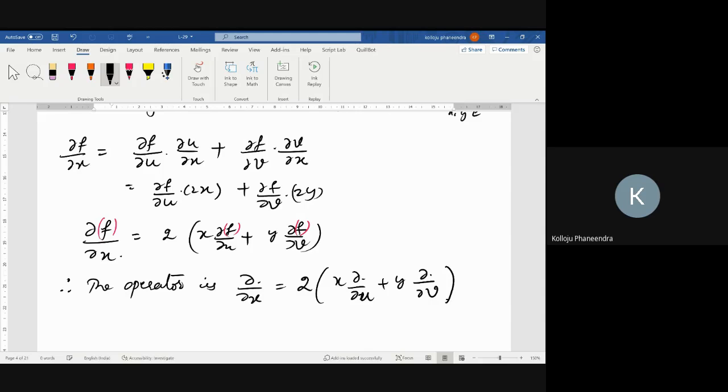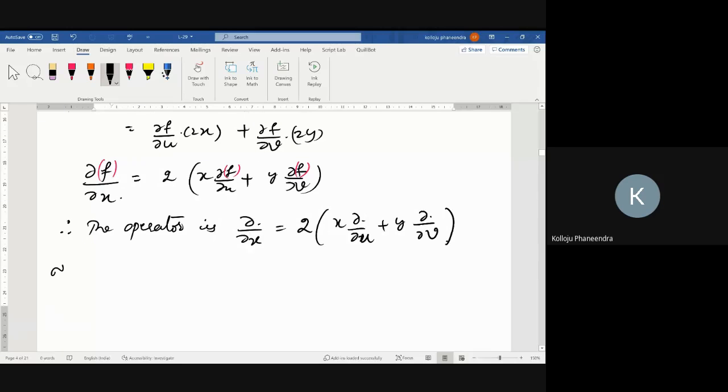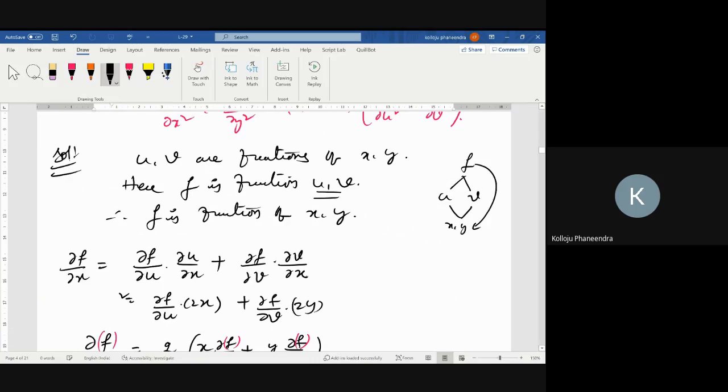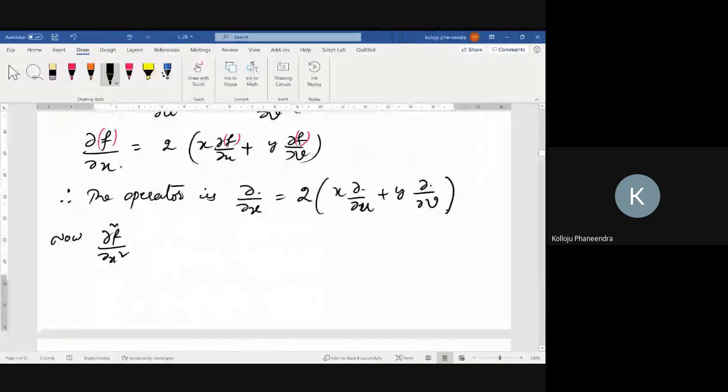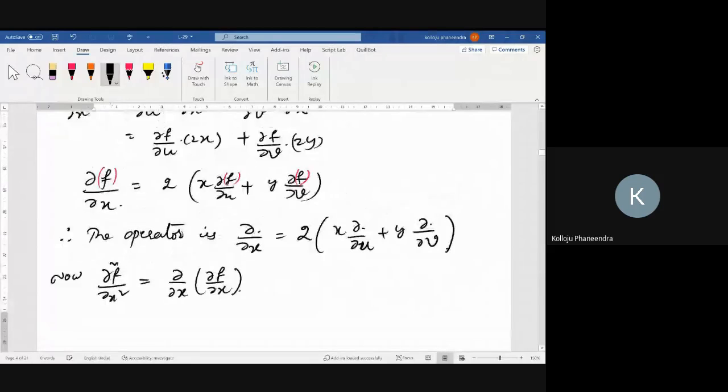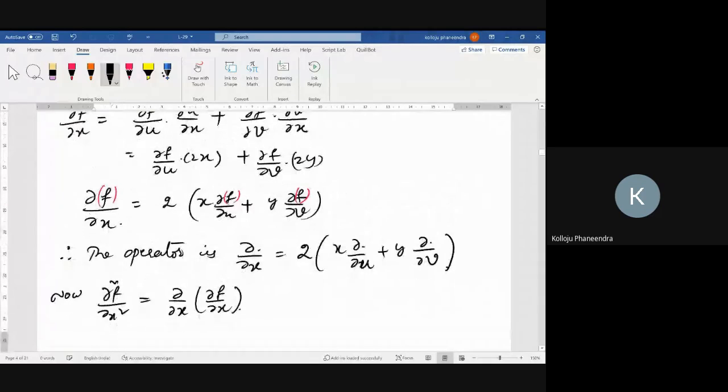Okay, this is the operator. Why am I writing this operator? Because now I need this derivative, ∂²f/∂x². In the question it is there. ∂²f/∂x² is nothing but what? ∂/∂x of ∂f/∂x, correct? One can write in this structure also, doesn't matter, no problem.